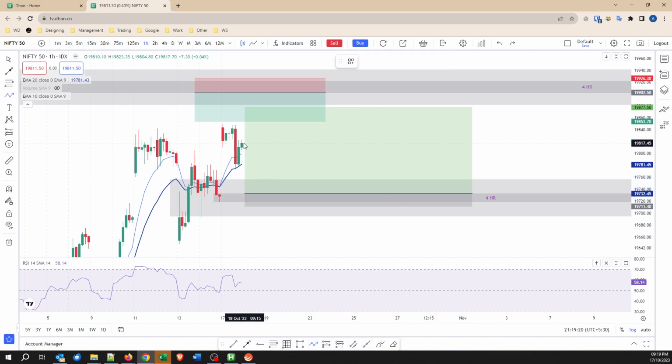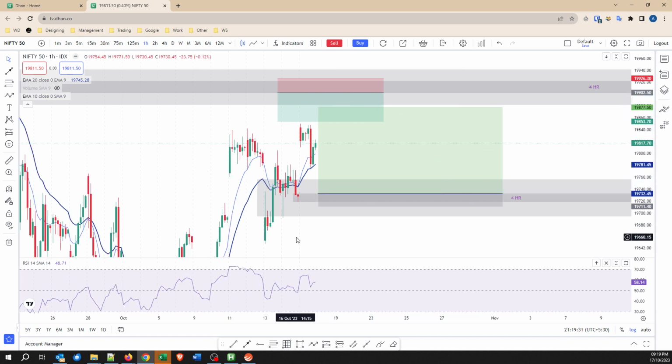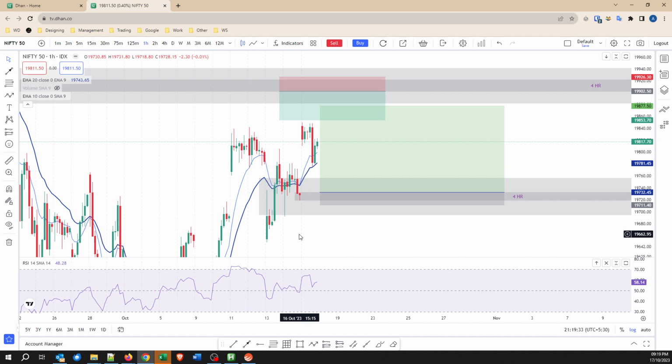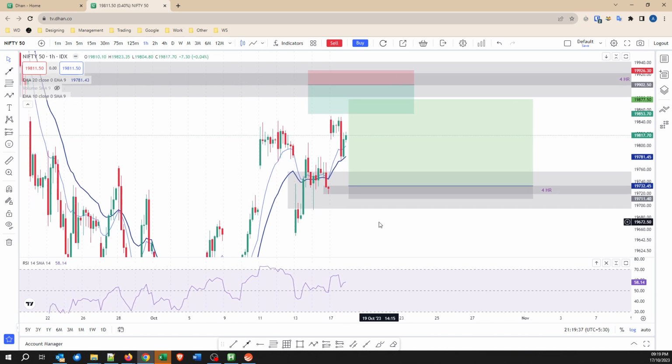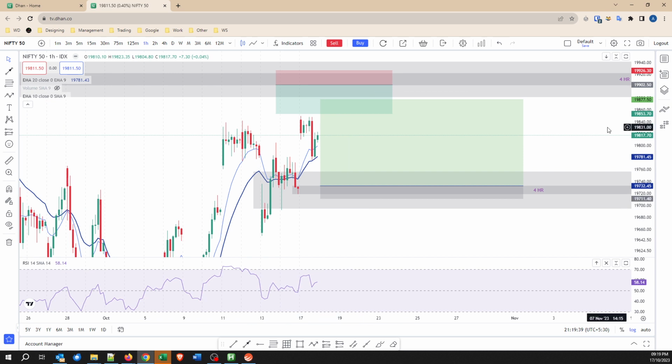Price will move back down, something like this, enter into the zone, and then enter into the supply zone. So this could also be another possibility. All right. So keep your eye on this, and that's pretty much it for the Nifty analysis.